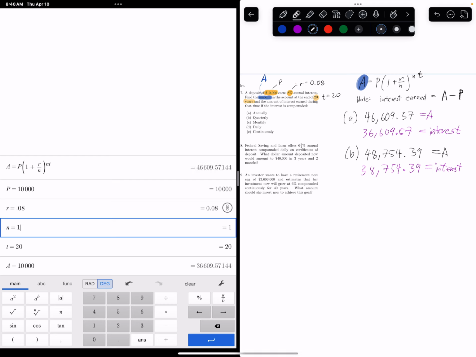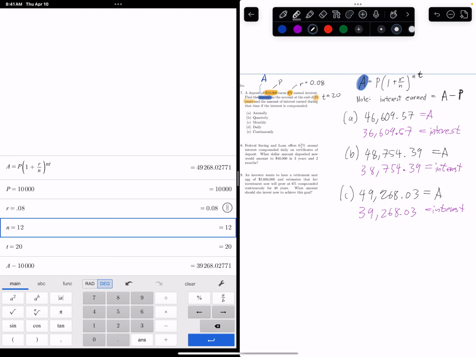Monthly, N would be 12. And if you do monthly, then your result is 49,268.03 to the nearest cent. And then interest earned would be 39,268.03. Okay.